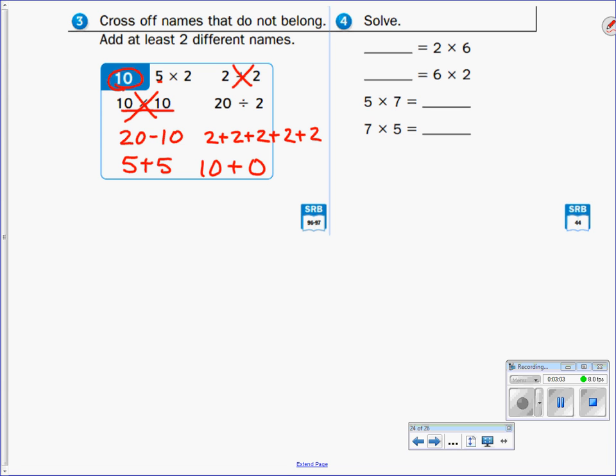Okay, number 4, we're just going to solve. 2 times 6, remember, we just double that 6, which would give me 12. 6 times 2, we're just doing it the opposite way, so that's also going to equal 12. 5 times 7, let's count by 5s: 5, 10, 15, 20, 25, 30, 35. And we're just doing it the opposite way, so our answer here is going to be 35 also.